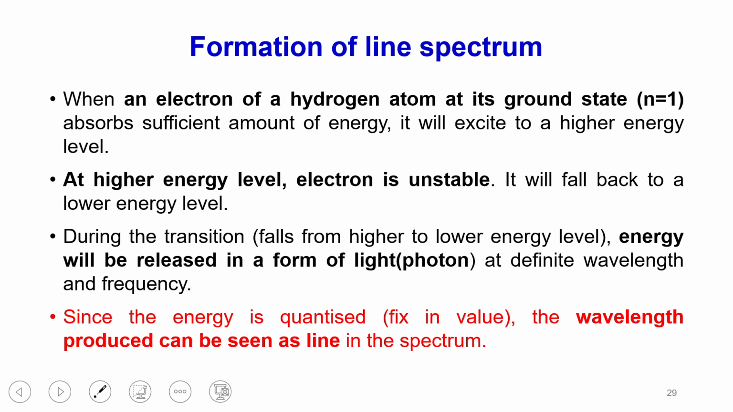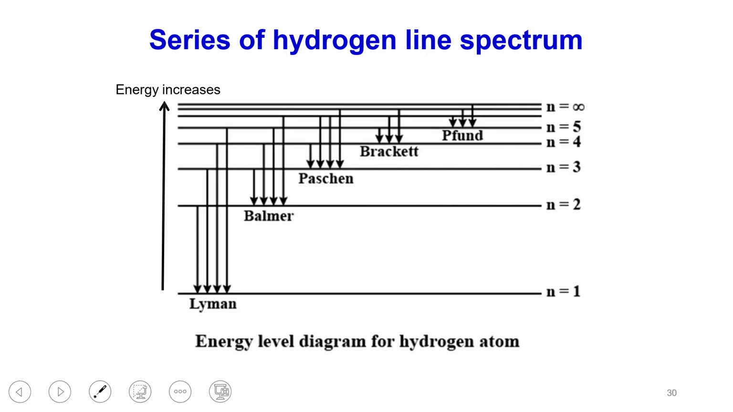Actually, the formation of line spectrum is according to the third and fourth Bohr atomic postulates. So an electron at ground state n equals 1 absorbs energy and is excited to a higher energy level. At the higher energy level, the electron is unstable and it will fall back. When it falls back, it will release energy in the form of a photon. That we can see in the form of light. That is how we can calculate the wavelength for each line.